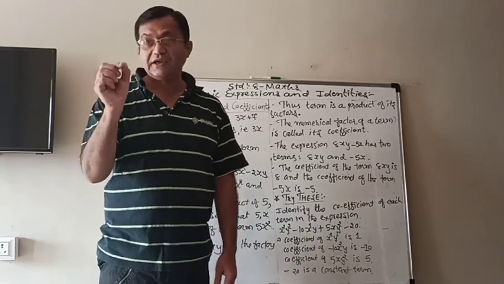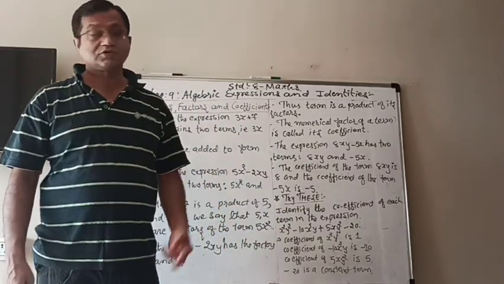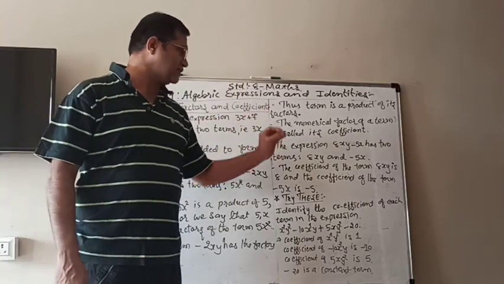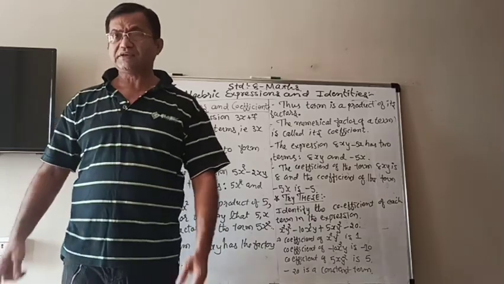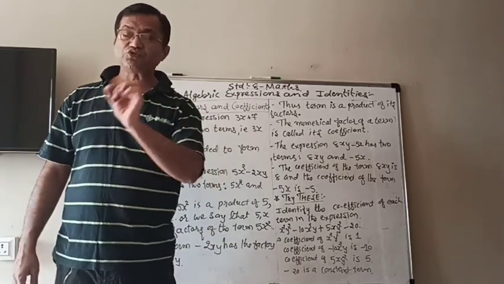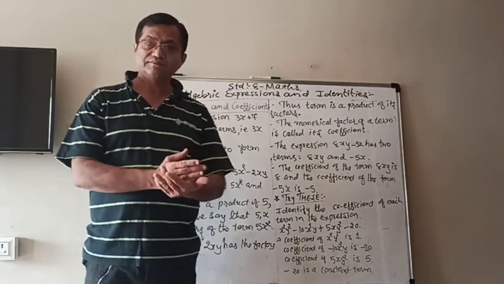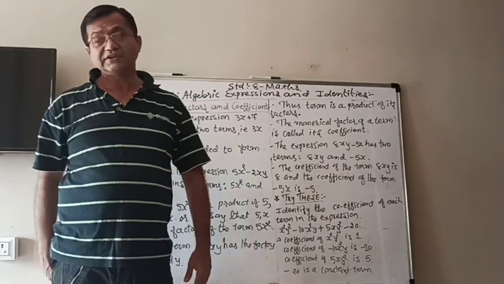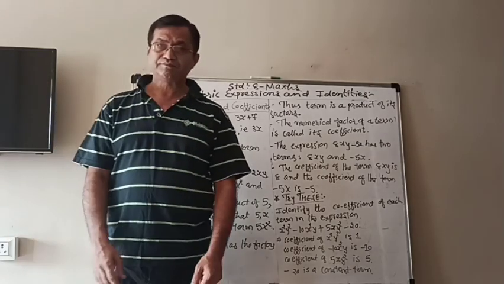That minus sign, if you forget, you can lose your marks. So it has two terms, 8xy and minus 5x. Now let us take the first term. What is the first term? 8xy. Which are the factors of it? 8, x and y. It is made up from 8 multiplied by x multiplied by y.